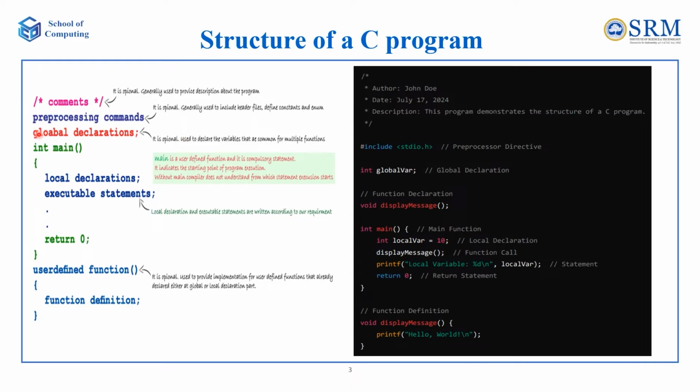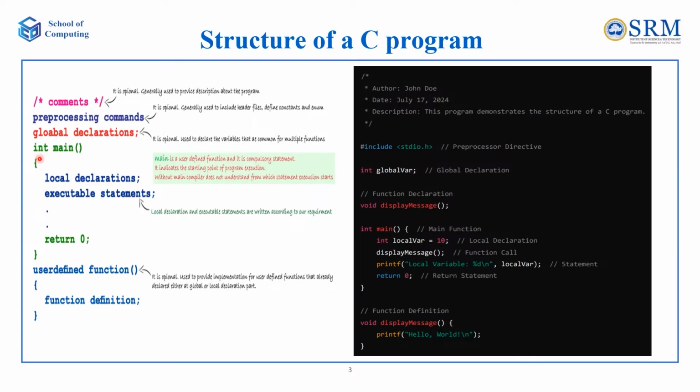Next section is global declaration. These are the variables or function declarations that are available throughout the entire program. You can define a variable globally, or even define a function globally in the global declaration section.